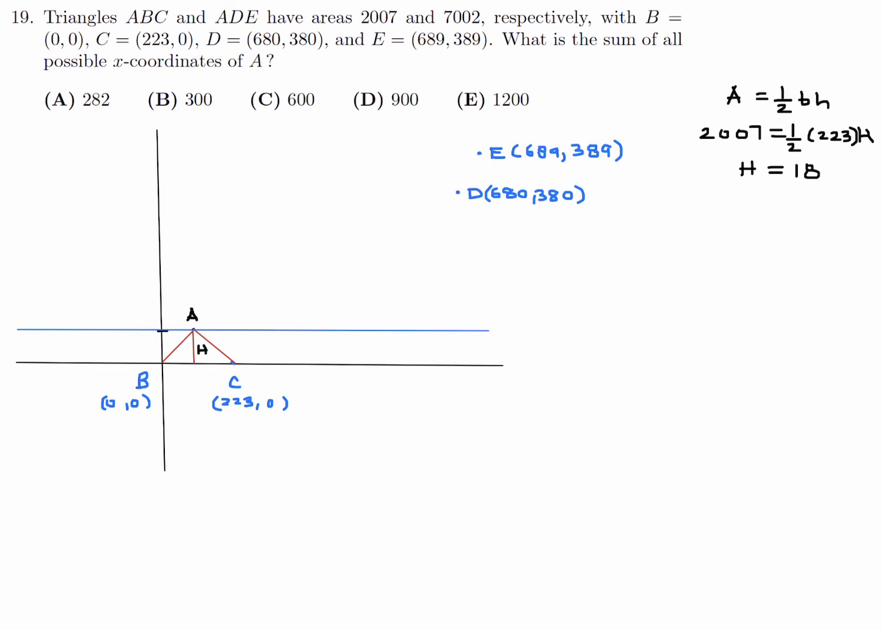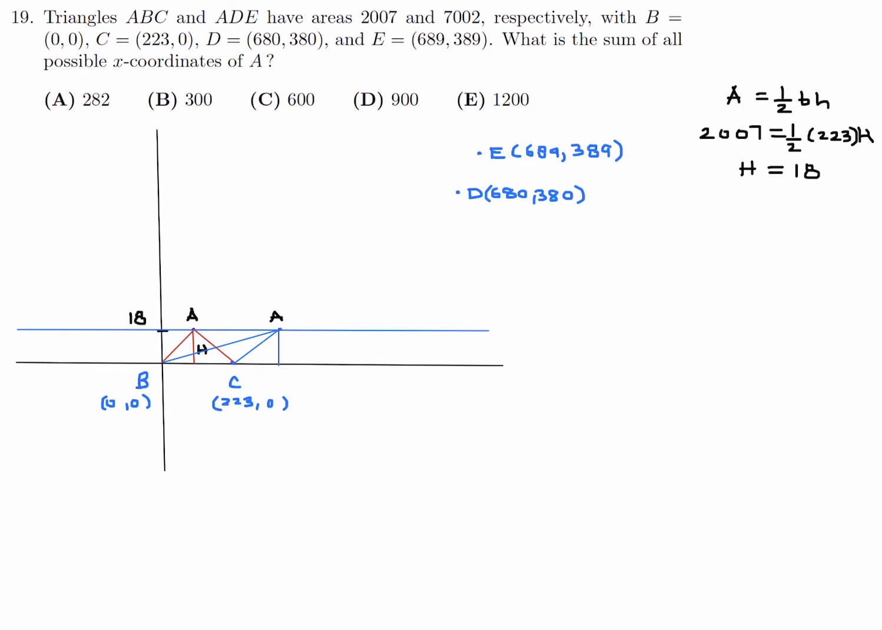So for example, instead of putting the A there, if I put the A here, it will still work. Because watch what happens when I create a triangle ABC, like that. Again, the height is the same, and so is the base. So therefore, as long as the A is on this line, y is equal to 18, this will work.